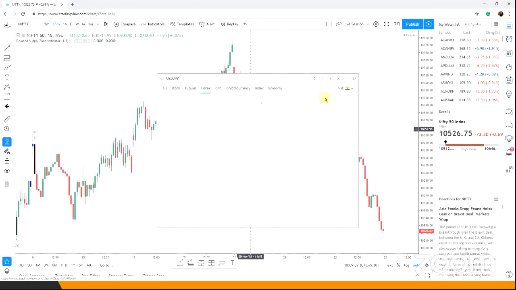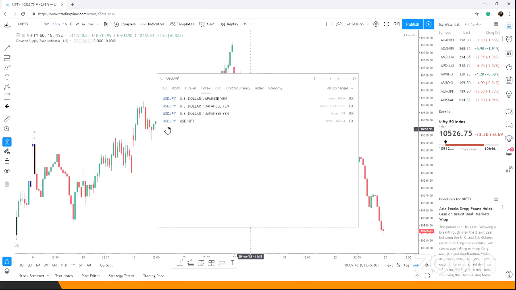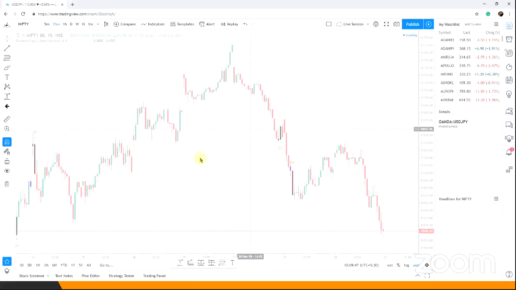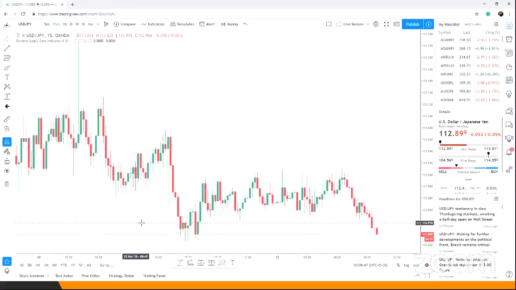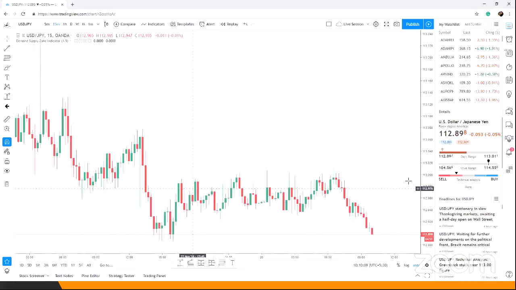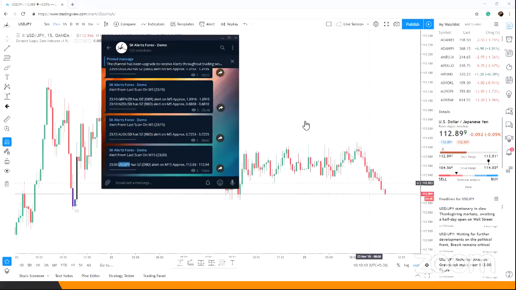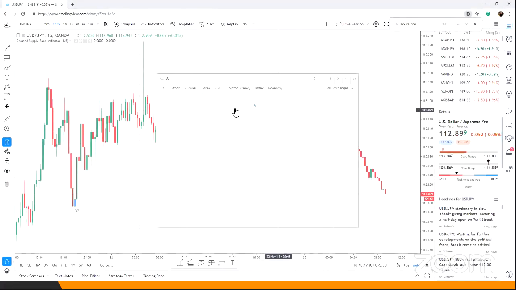Let me change this to Forex, and let's say all exchanges, and there we have it. Let's wait for it to show up. Seems like it got stuck. I don't know why. Okay, now it started working. So we got an alert for supply. On this, we still can't see the supply. The reason is that the data feed can be different from different exchanges. So let me open it using some other data feed.